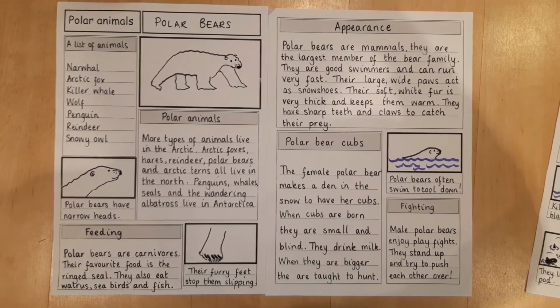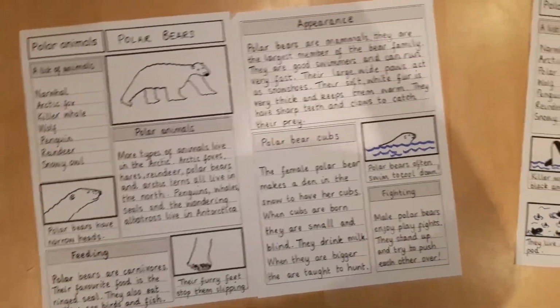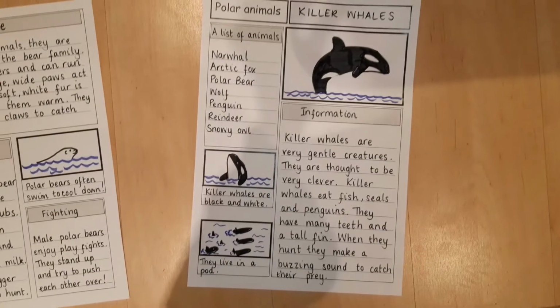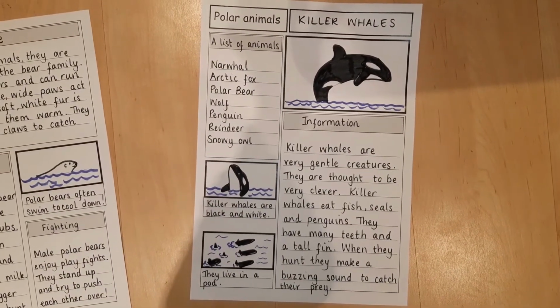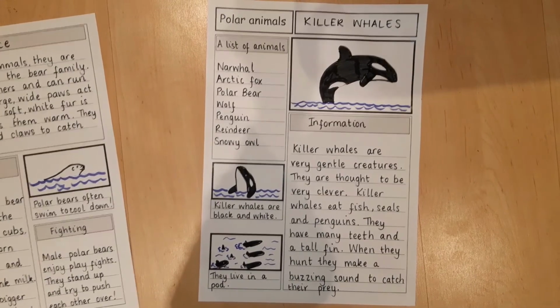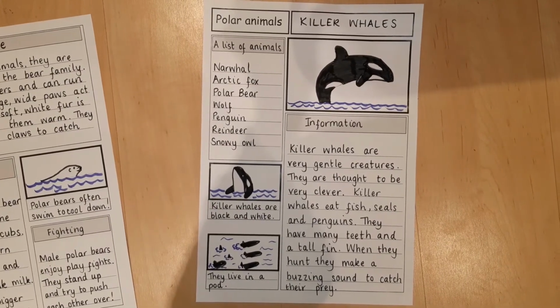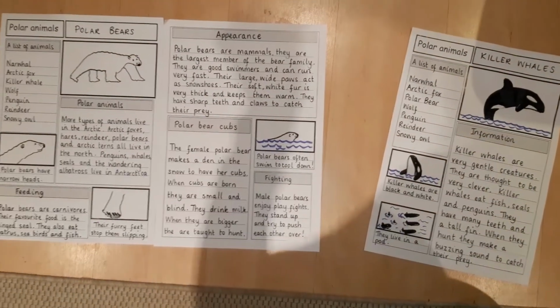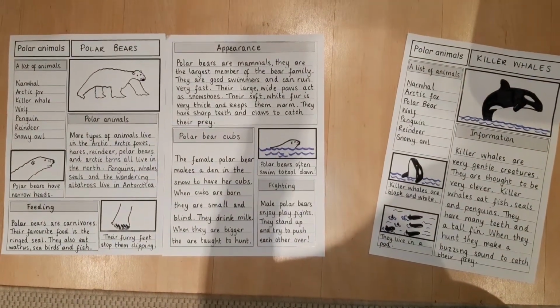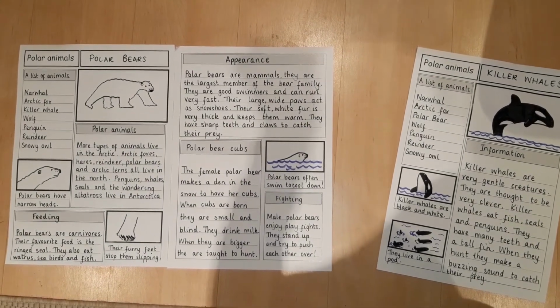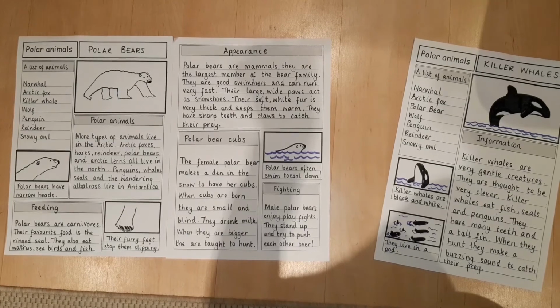So this is my polar bear fact file. And over here, if we can see it, is my killer whale fact file. One of them is a 1-page fact file and the other one is a 2-page fact file. So today, your job is to use all the research you've done to create your own fact file. Watch the PowerPoint to find out how.